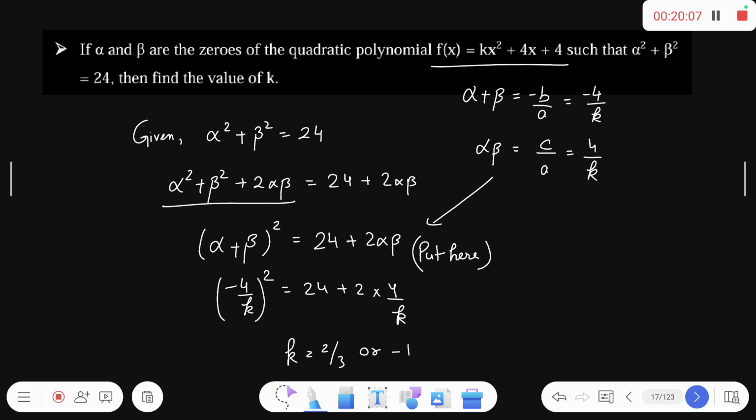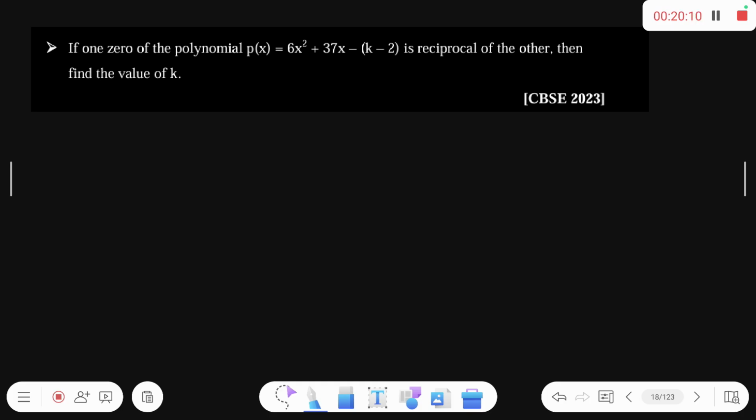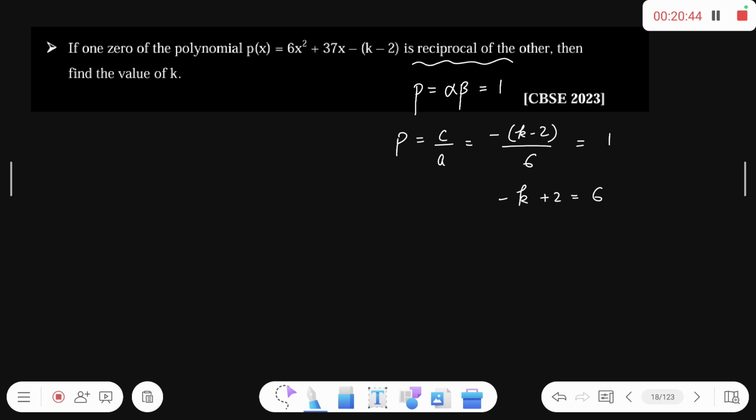Let's move to the next question. If one zero of the polynomial 6x square plus 37x minus k, where the c value is k minus 2, is the reciprocal of the other. Whenever it is written reciprocal, always take the product alpha beta as 1. Now we know that the product is c by a, hence put the value: minus (k minus 2) by 6 is equal to 1, and you get minus k plus 2 is equal to 6, or k is equal to minus 4.